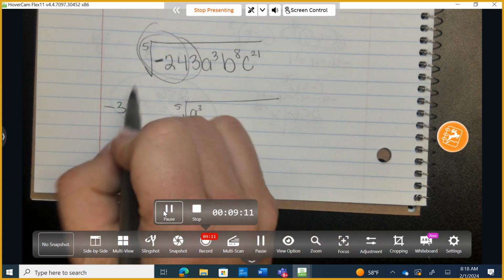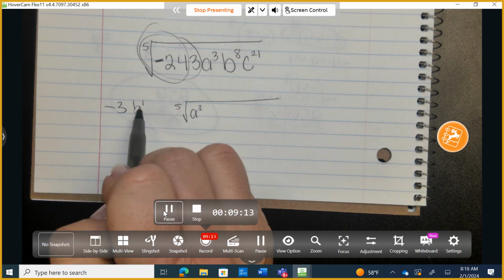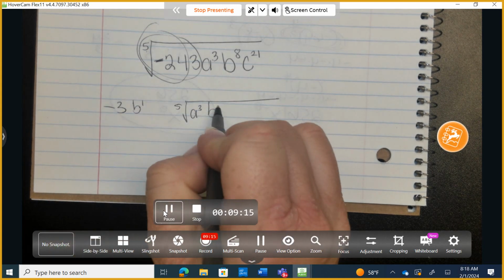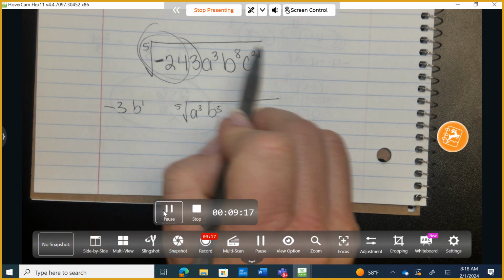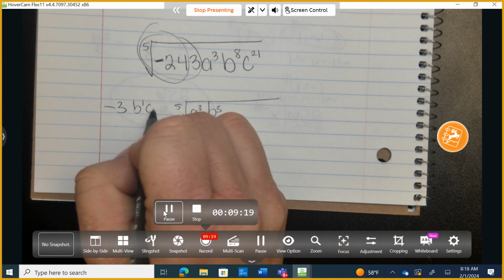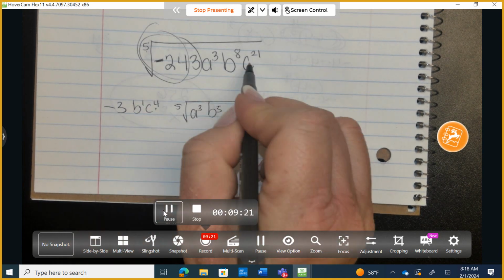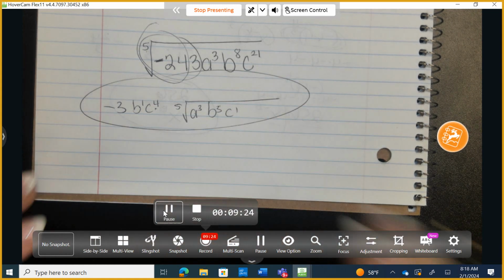How many groups of 5 can you pull out of 8? One group. 1 times 5 is 5, but there's a remainder of 3. How many groups of 5 can you pull out of 21? 4 full groups. 5 times 4 is 20. There is a remainder of 1. We're going to go on.